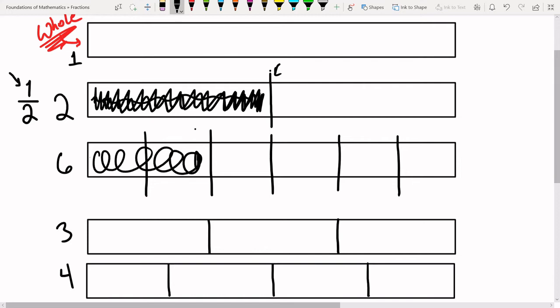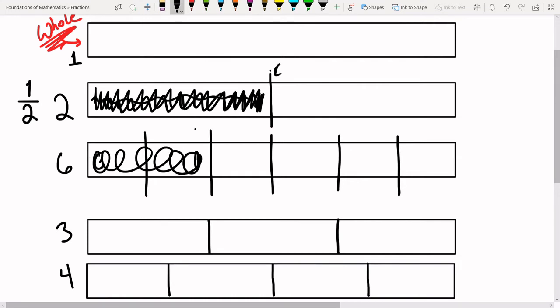The top number here is called the numerator. The bottom number here is called the denominator. And the top tells you how many parts of the whole we're talking about, and the bottom number tells you how many parts make up the whole. Okay?